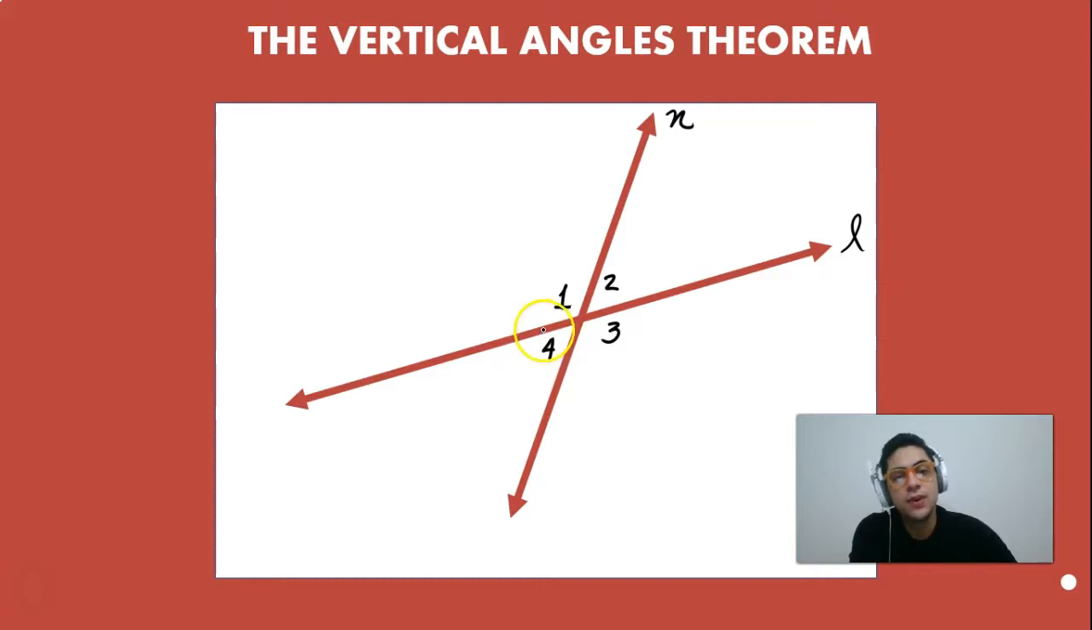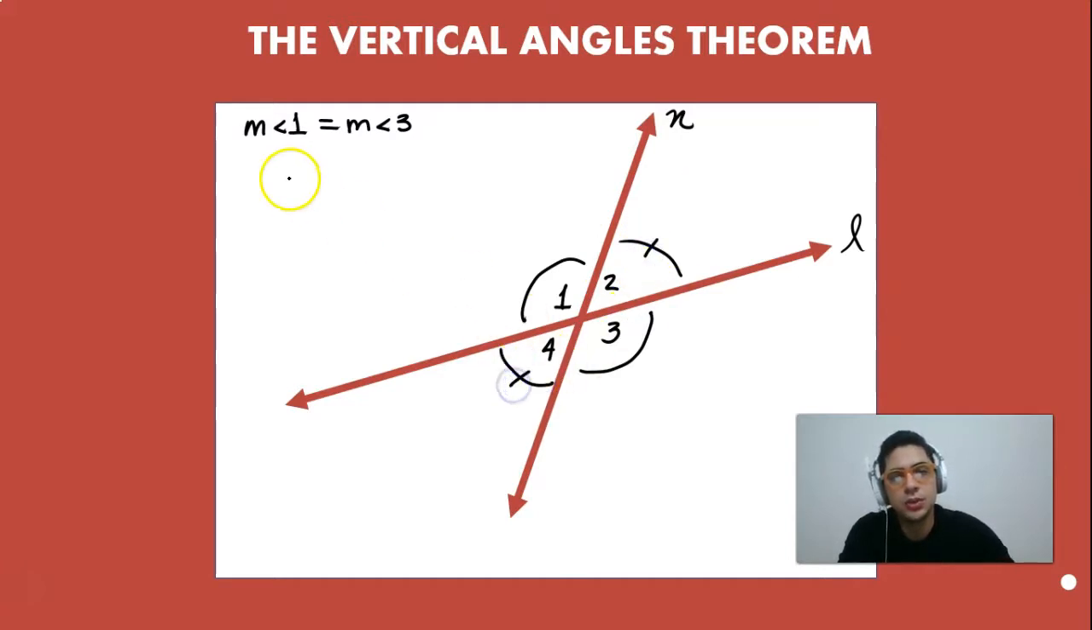Whenever we get those 4 angles, the vertical angles theorem says that angle 1 and angle 3 are going to have the same measurement. So the measurement of angle 1 is equal to the measurement of angle 3. And also because they're supplementary, 1 and 2, and then 3 and 4, we know that these two are also going to be congruent. So the measurement of angle 2 is equal to the measurement of angle 4.